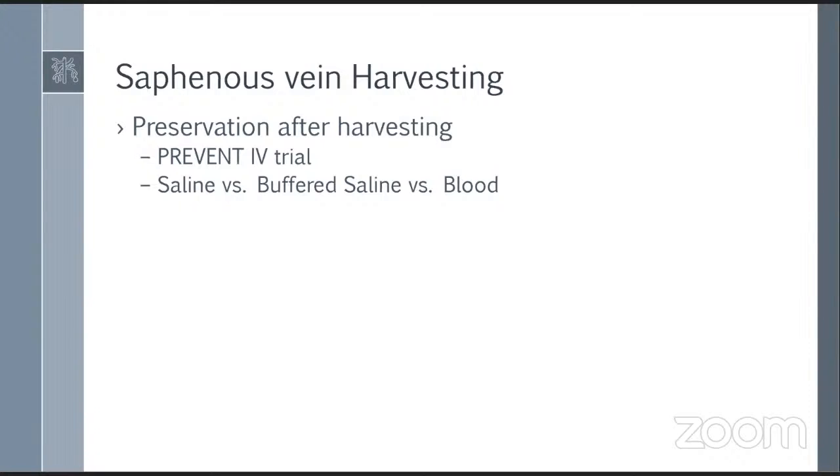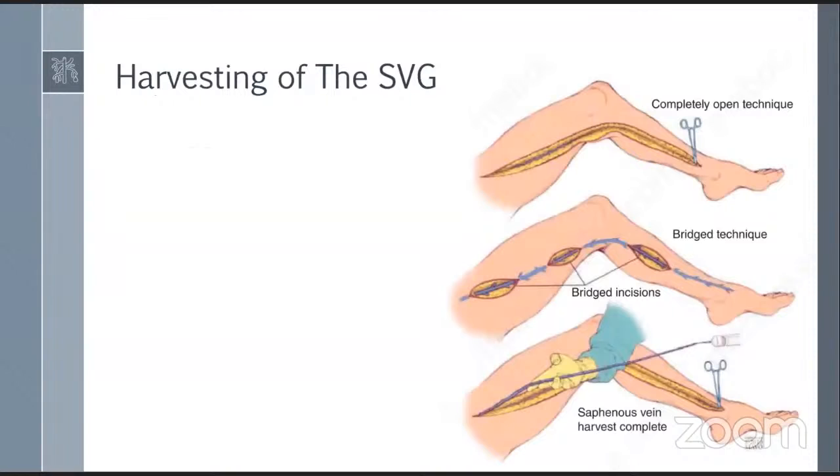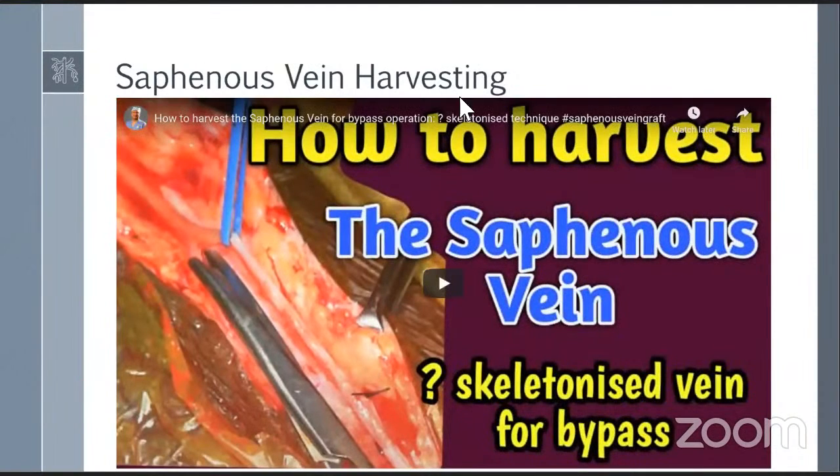Okay. So for one of the points regarding saphenous vein harvesting, there was also an analysis of the subjects of the PREVENT IV trial regarding what is the best solution to preserve the vein. They found that buffered saline was associated with a lower risk of vein graft failure. This is just a picture showing the two different open techniques, either completely open or bridge technique. Now I will show you a video for the technique for harvesting the vein.